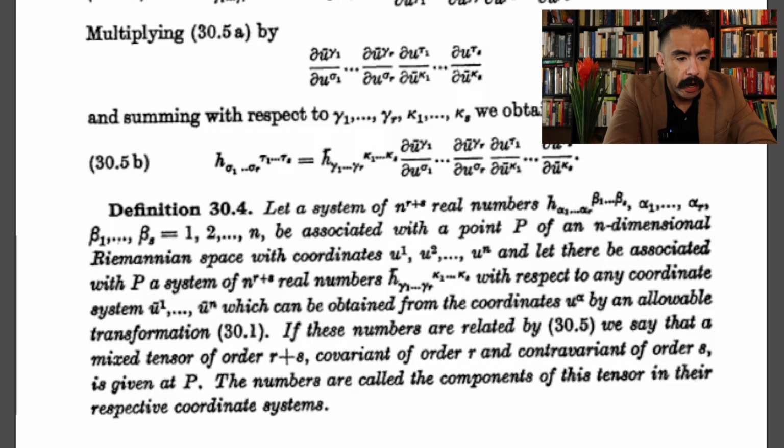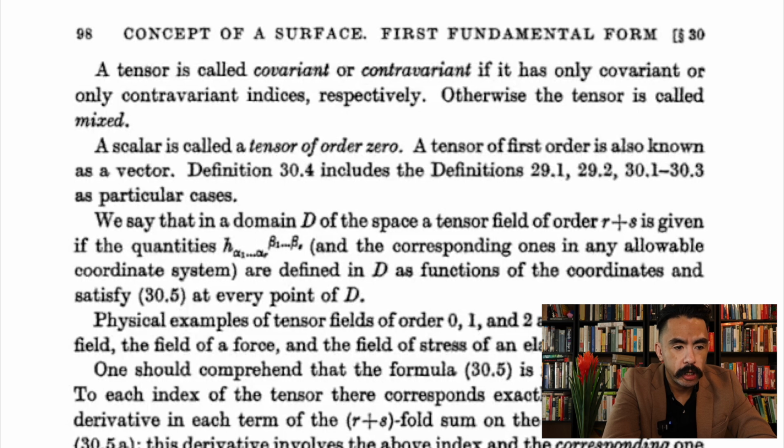If these numbers are related by the transformation law for the multilinear form as given previously, we say that a mixed tensor of order r plus s, covariant of order r and contravariant of order s, is given at P. The numbers are called the components of this tensor in their respective coordinate systems. A tensor is called covariant or contravariant if it has only covariant or only contravariant indices respectively. Otherwise, the tensor is called mixed. A scalar is called a tensor of order 0. A tensor of first order is also known as a vector. Definition 30.4 includes the definitions 29.1, 29.2, and 30.1 through 30.3 as particular cases.